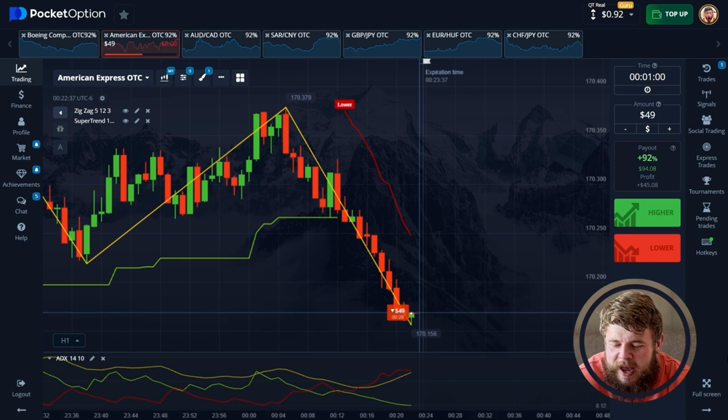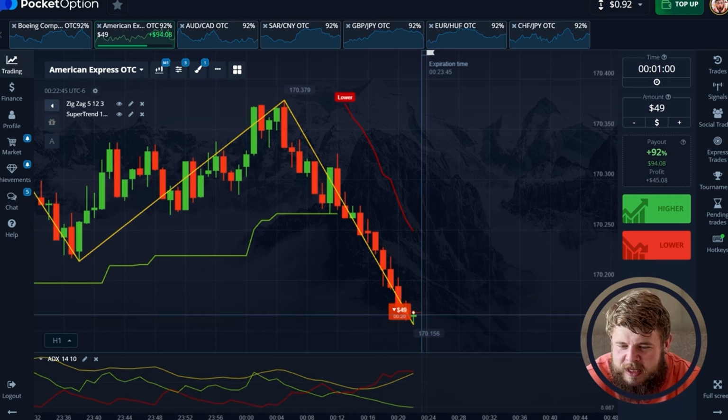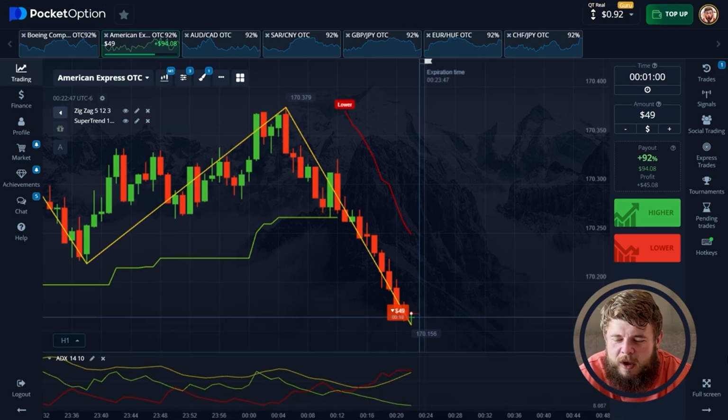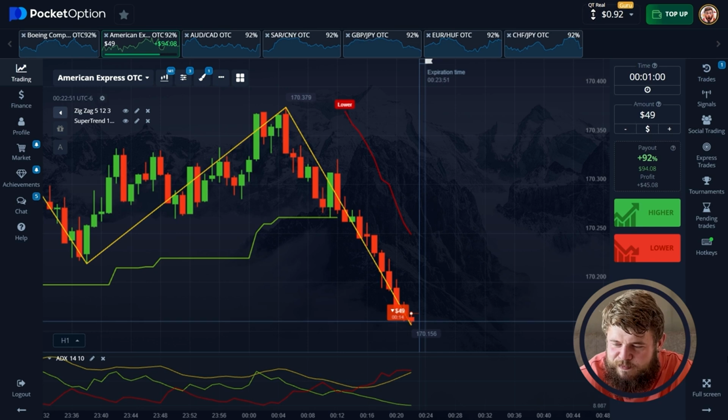So okay, now let's just see what we will get from this trade. $49 are invested. We just need to wait for several seconds and see the result of this trade. Okay, my friends, so let's check what we will get.